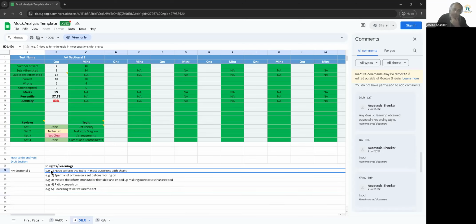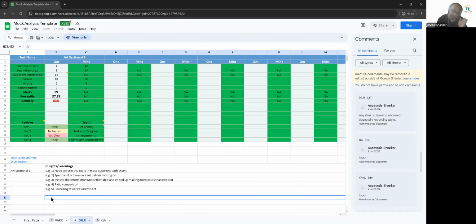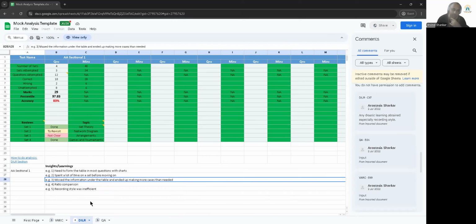Need to form a table in most questions with charts, spent a lot of time on a set before moving on. A lot of people have this habit. I will pick up a set. I've invested 8 minutes in it. I'm no closer to an answer. But I've put in 8 minutes, let me give a little more time, who knows, it might open up. It won't open up. If you don't have a path forward after 8 minutes, you will not have a path forward after 12 minutes also. Move on. Miss the information under the table and ended up making more cases than needed.